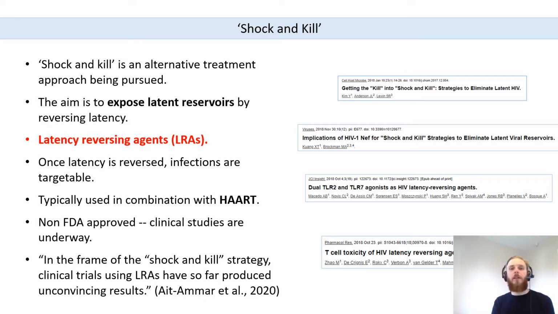Again, the principle of using these latency reversing agents, and again, these are the drugs that will cause the cells to start expressing the HIV genome, so you're reversing latency, and then you're treating with antiretrovirals, then you're targeting infection itself. The principle is sound, so it could just be that it hasn't been developed to a point where it's efficacious yet.